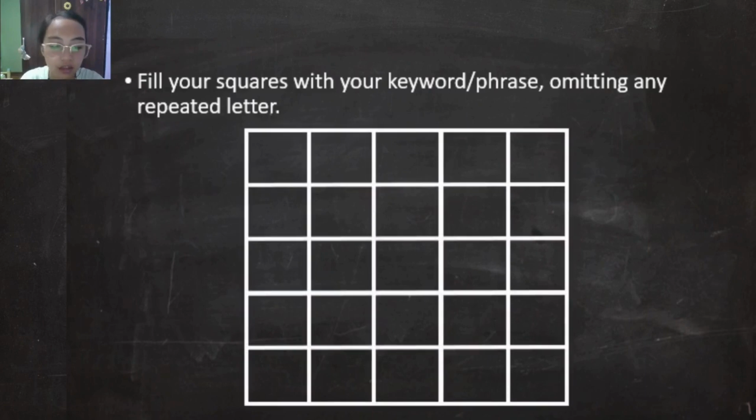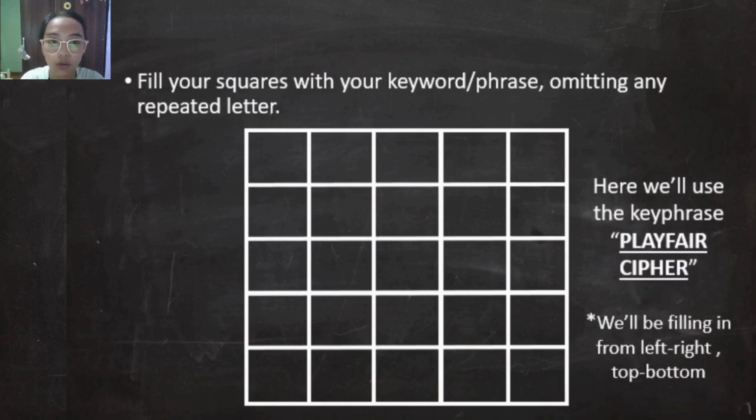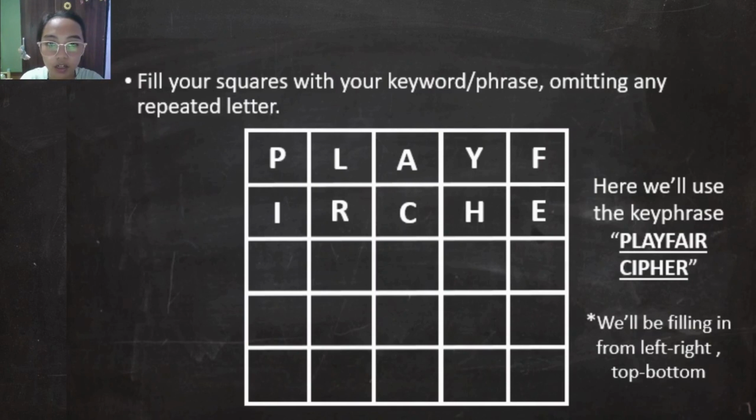So here's a Polybius square, a 5 by 5 grid. So here, for this example, we'll use the key phrase Playfair cipher, and the instruction would be we'll be filling in from left to right, top to bottom. So here it is. We filled it up with the letters from the key phrase Playfair cipher, and we omitted the letters that are repeated, just like A, I, P, and R.